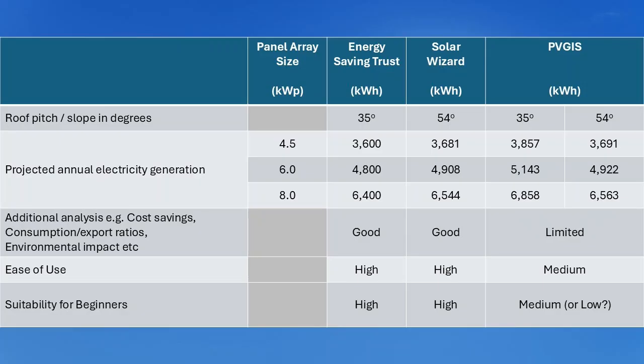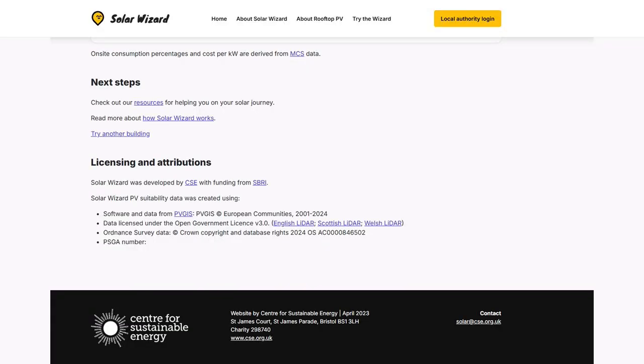Interestingly, if we amend the roof slope to 54 degrees, as indicated by the Solar Wizard tool, and recalculate, the annual energy production drops to 3,691 kilowatt hours, which is almost identical to the Solar Wizard figure. However, this should come as no surprise, as the Solar Wizard tool utilises software and data from the PVGIS system.